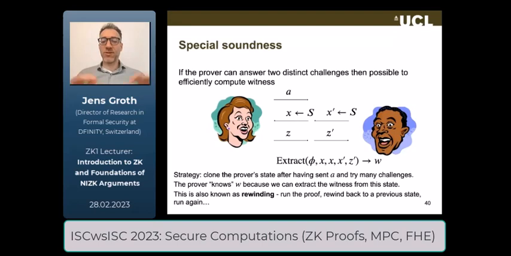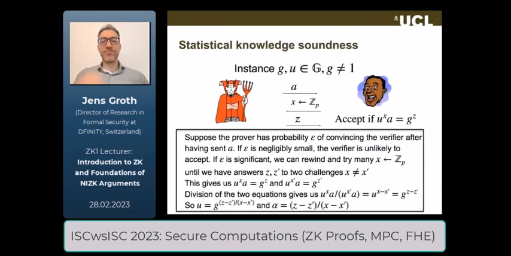This is also known, and this is a very important concept, as a rewinding strategy. The way people also think about this is, we run the prover, see that it answers a challenge successfully, rewind it back to the state it had before, and try with another challenge. And if it answers multiple challenges, then we can extract a witness. So let's see how this extraction works for this particular proof system, this particular Sigma protocol.